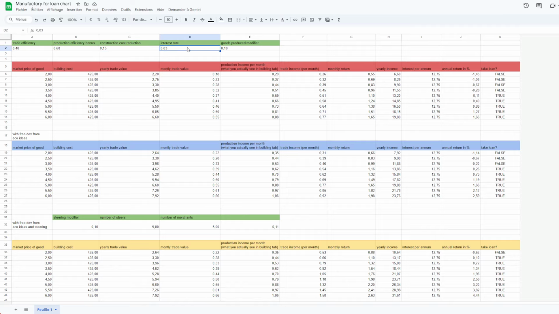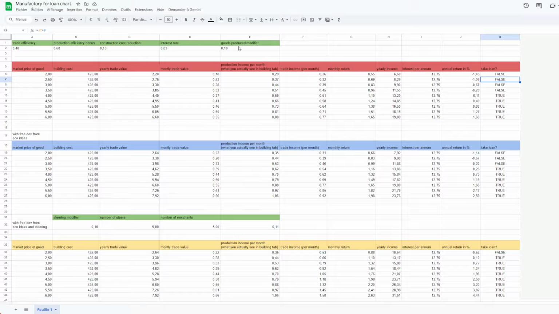For the interest rate, I used 3% because you have minus 0.5% from economic ideas and minus 0.5% from the reforms. You can also have the monument in Nitra for another minus 1% interest rate, but you don't always have access to that. And some nations like Austria or Frankfurt, I think, have the minus 0.5 in their national ideas too.